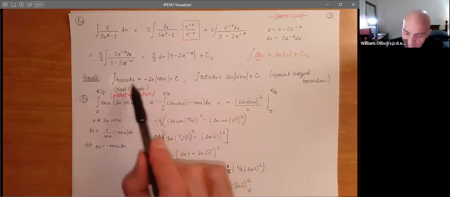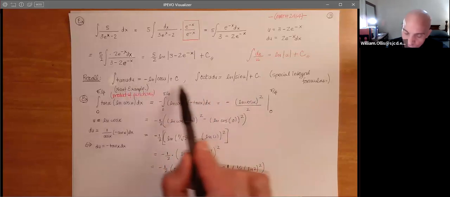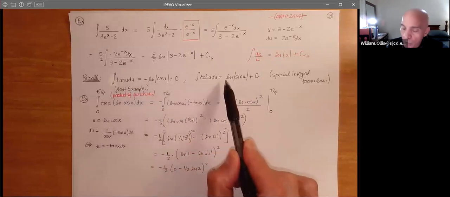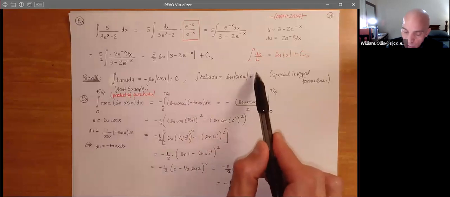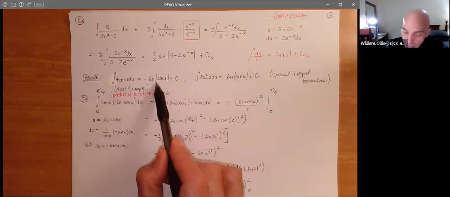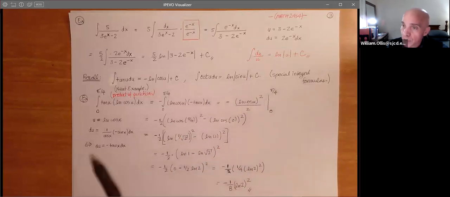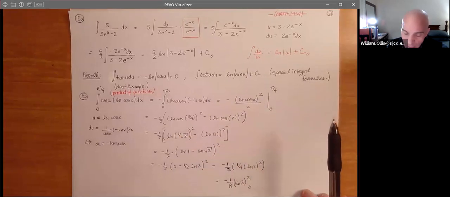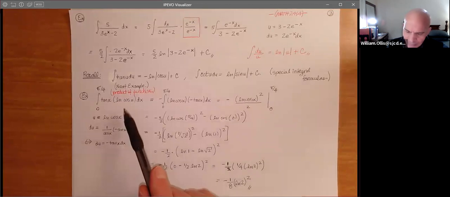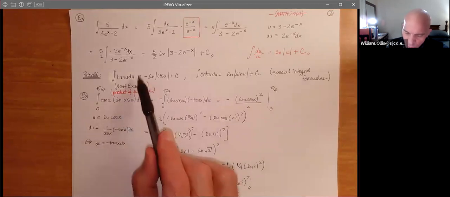And then what I did is I wrote down some integrals here that you learned in Cal 1 once you learned the du over u, the integral of tangent right here, and the integral of cotangent. I said special integral formulas. So that's in your basic list. So you're thinking, how do we do this? Well, this is where this comes in to work.